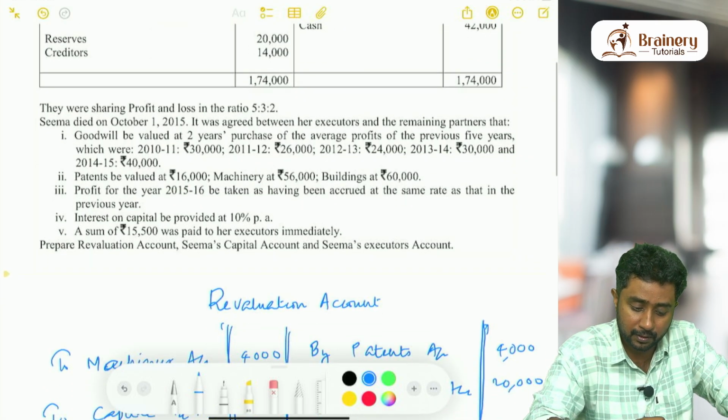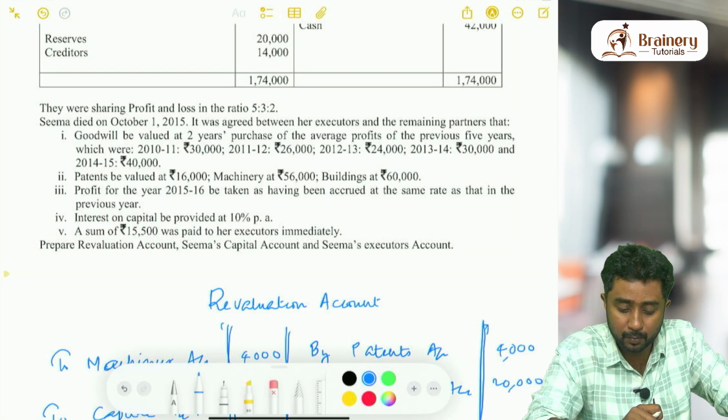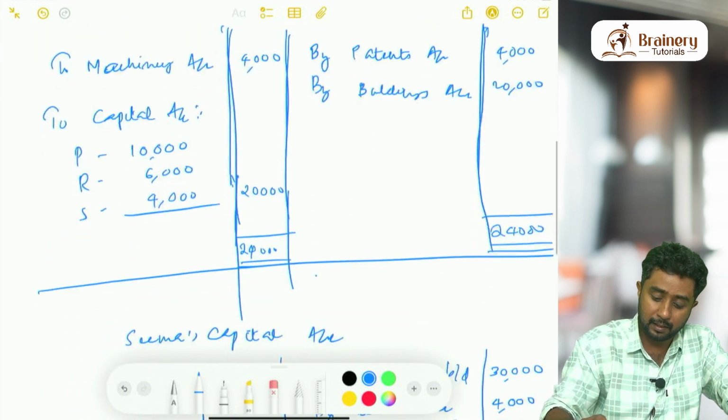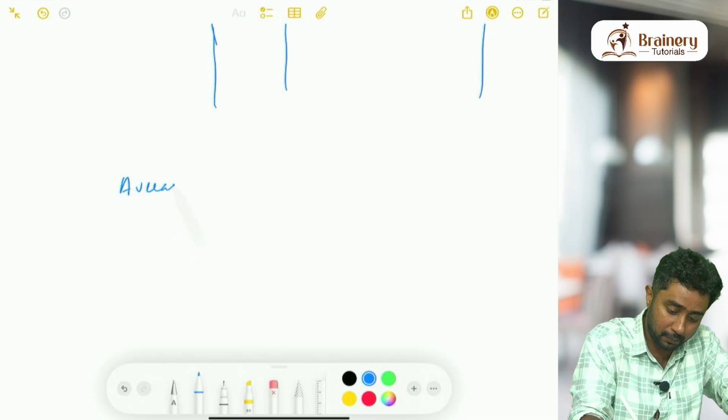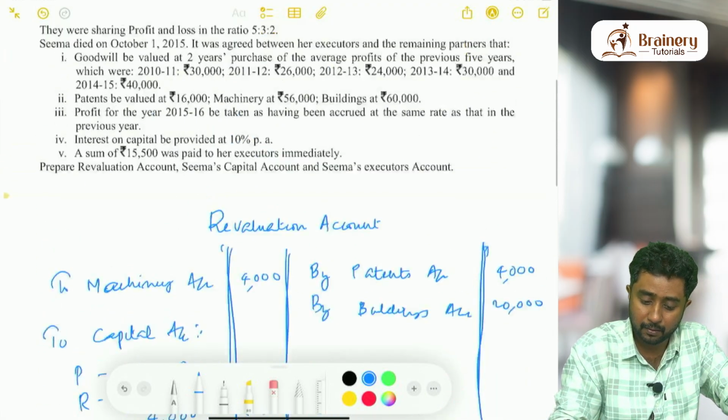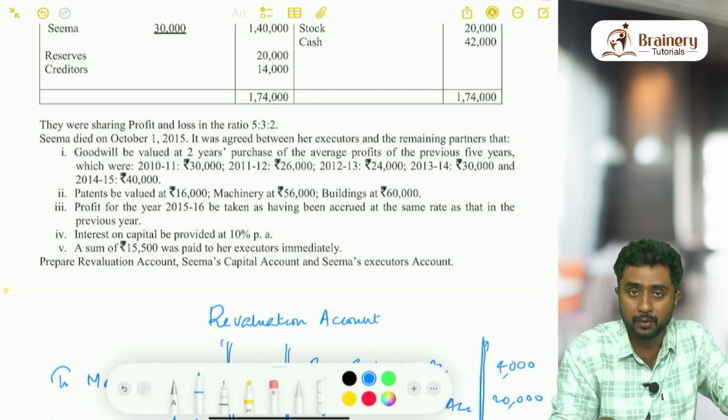Now next we will go to the first adjustment. Goodwill will be valued at 2 years purchase of the average profit of the previous 5 years. You can see the profits given: 2010-11, 30,000; 11-12, 26,000; 12-13, 24,000; 13-14, 30,000; 2014-15, 40,000. These are the values available. First we need to find the average profit, then only we can find the goodwill of the firm. Average profit is found using the formula total profit divided by number of years.